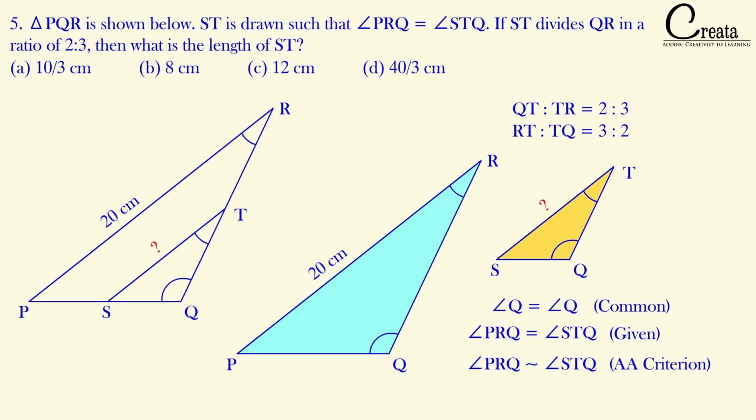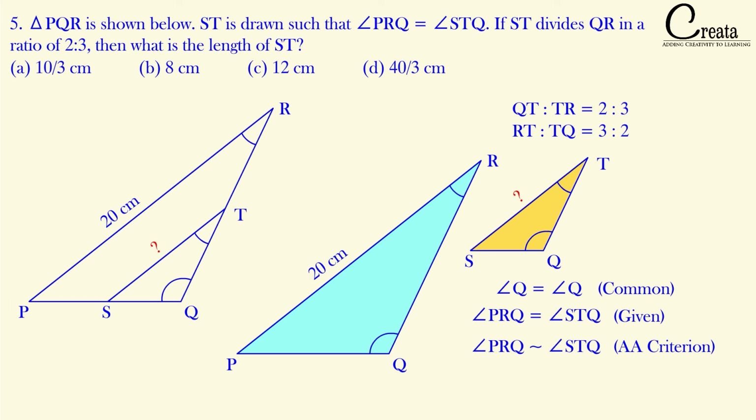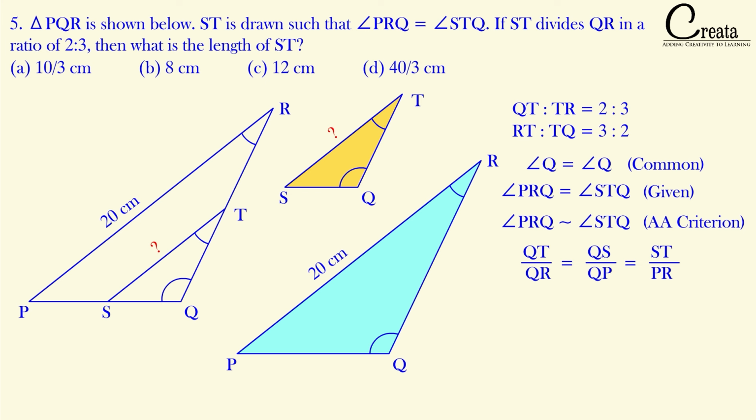In similar triangles, only the ratios of the corresponding sides will be equal. It means QT upon QR will be equal to QS upon QP, will be equal to ST upon PR. Let's take these two parts of the equation, that is QT upon QR is equal to ST upon PR. PR is given as 20 centimeter. QT to TR is given as 2:3. We can take QT as 2x and TR as 3x.